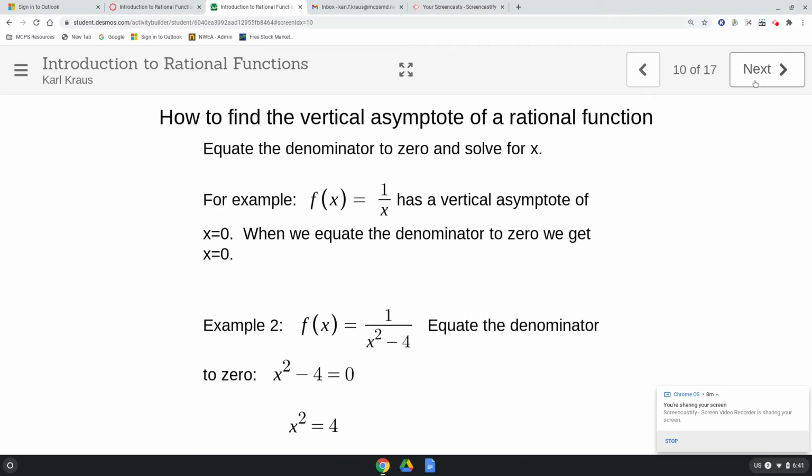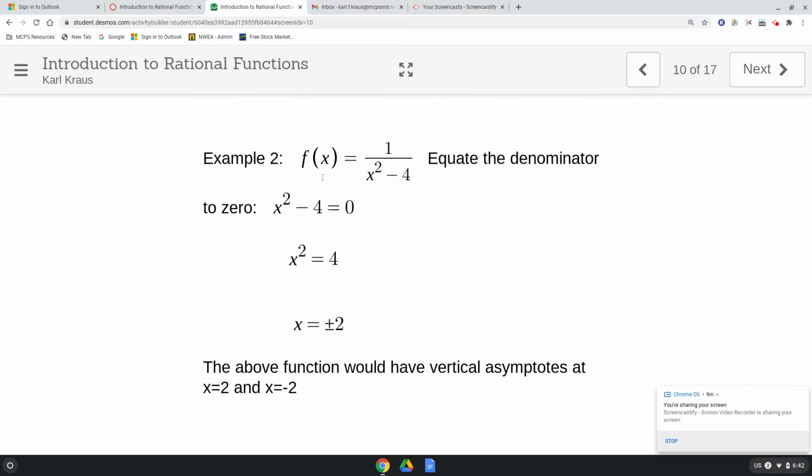How do we find the vertical asymptote of a rational function? We equate the denominator to 0 and solve for x. For example, f of x equal 1 over x has a vertical asymptote at x equals 0. When we equate the denominator to 0, we get x equals 0. We don't have to solve that one.